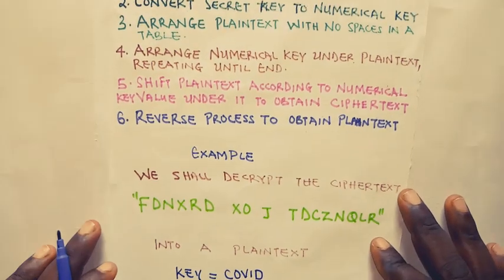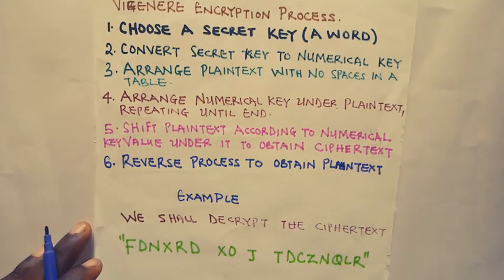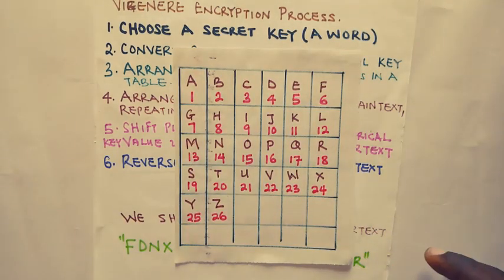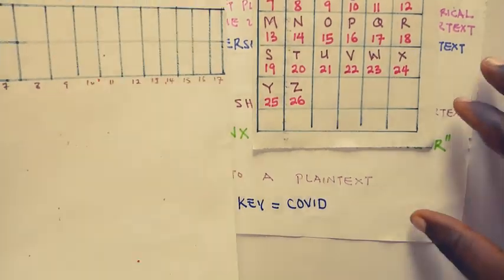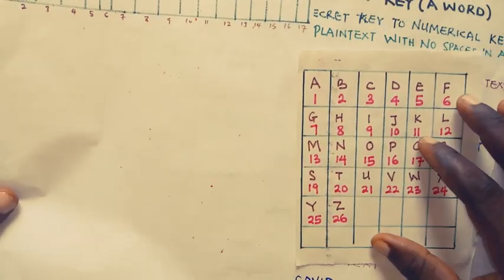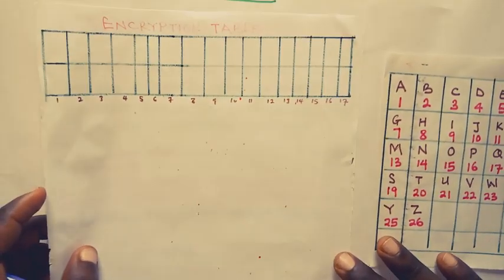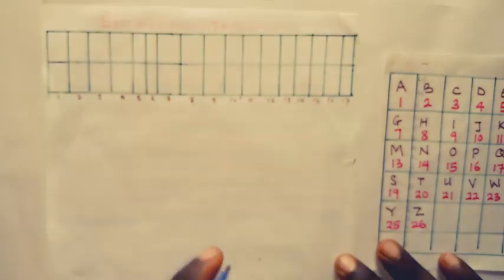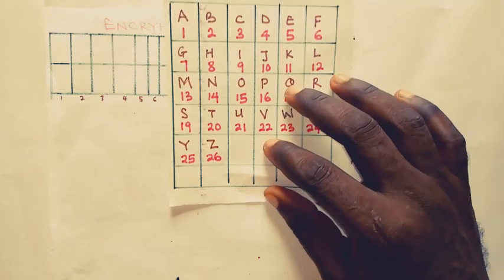So the next thing is to convert my secret key into a numerical value. And how do I do that? I have this nice looking numerical table. I will use this table to convert COVID into its numerical value, and then I will arrange it into this encryption table where I'm going to obtain my plain text. Let's see how it's done.